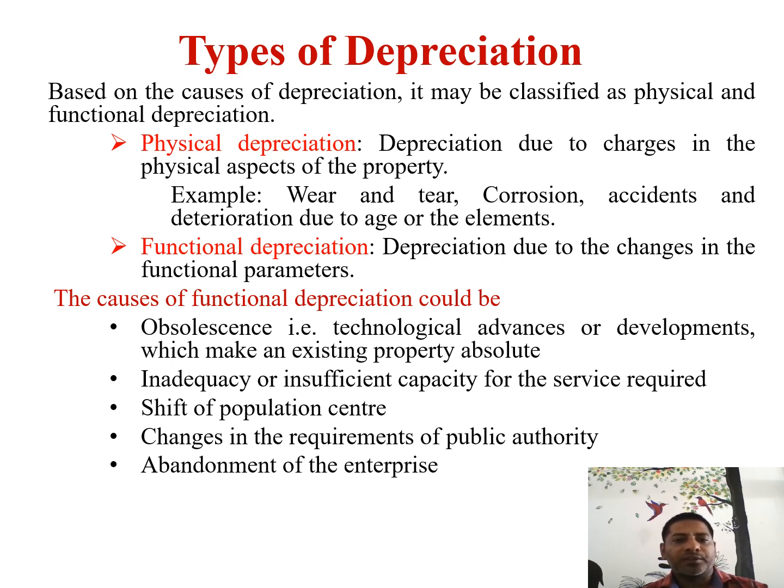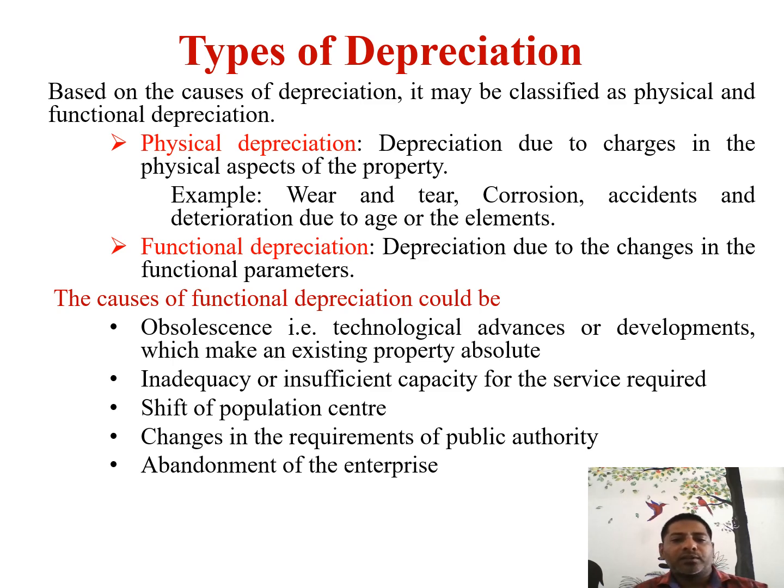Based on the causes of depreciation, it may be classified as physical and functional. Physical depreciation is due to changes in the physical aspects of the property. Examples: wear and tear, corrosion, accidents, and deterioration due to age or the elements. And functional depreciation is due to changes in the functional parameters.